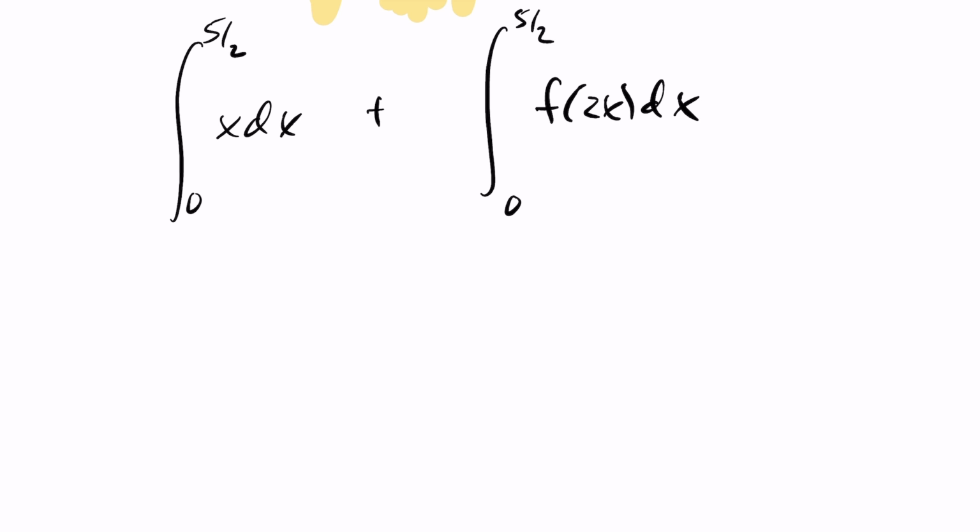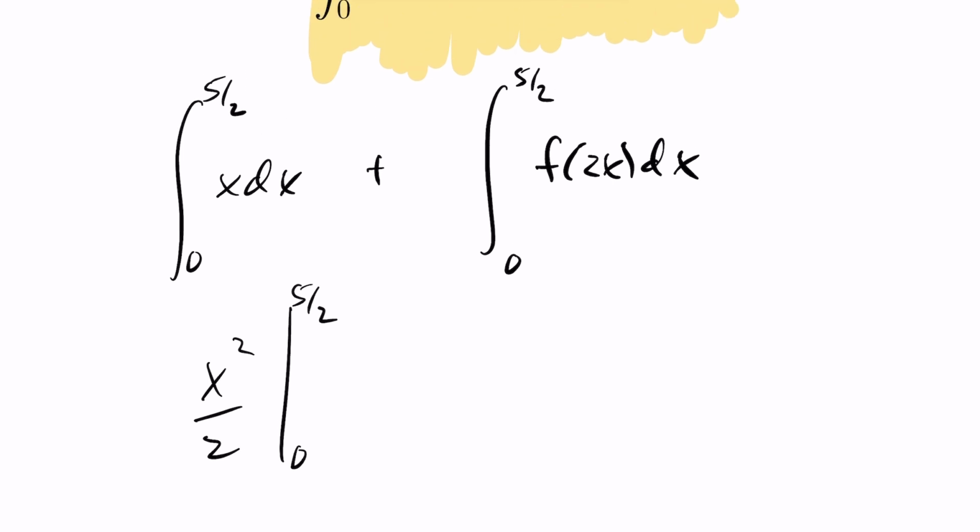And the advantage here is I know what this is. The integral of x with respect to dx is x squared over 2, and I'm evaluating that from 0 to 5/2. So that portion is easy to calculate and done.